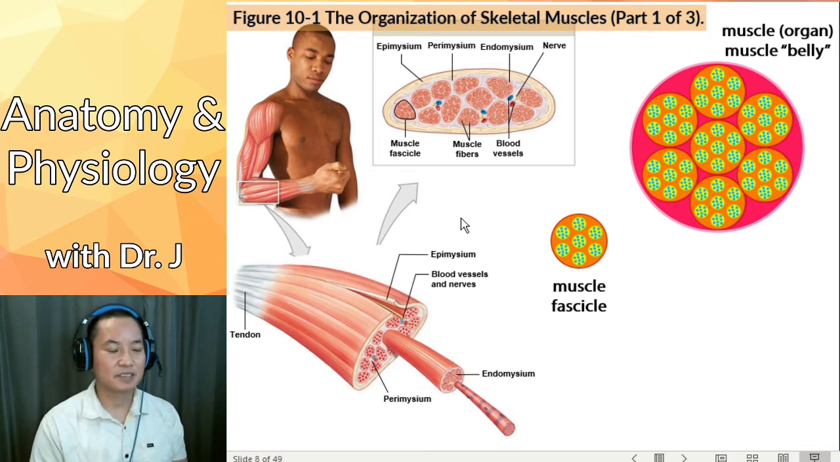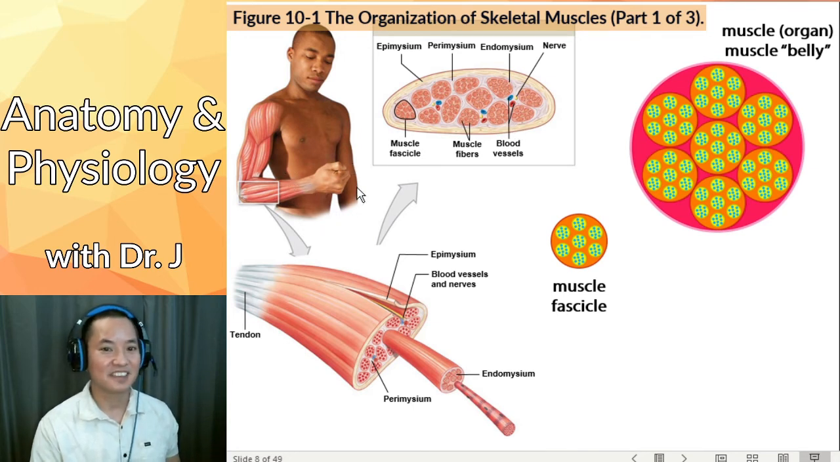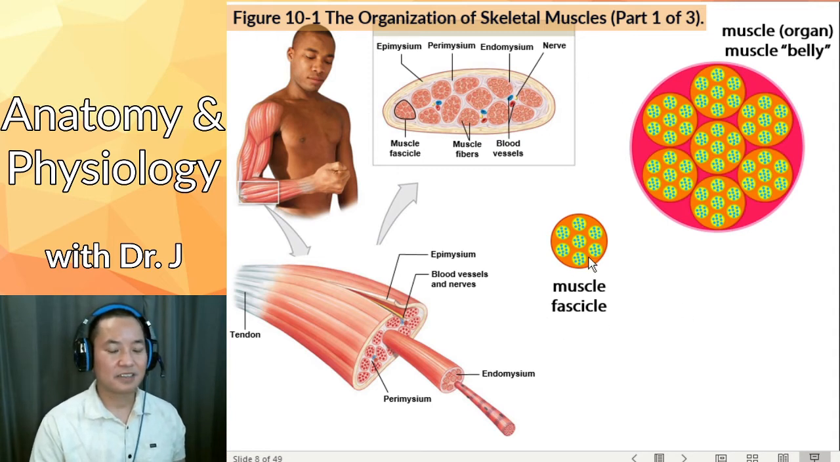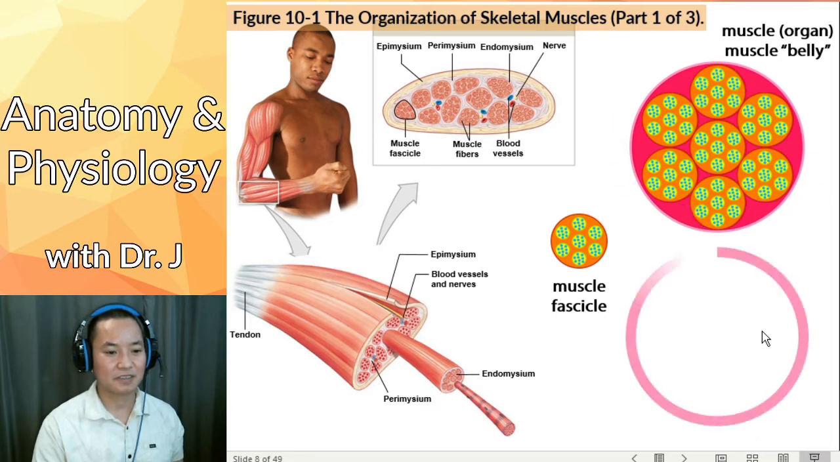I think, especially in things like kinesiology or physical therapy, I hear that muscle belly term. They like using that term. So that's what they're referring to, not necessarily the muscles in your belly or stomach region. They're just talking about the entire muscle itself. So then you have a bunch of muscle fascicles, and they make an entire muscle, or an organ, and that's what we have here.